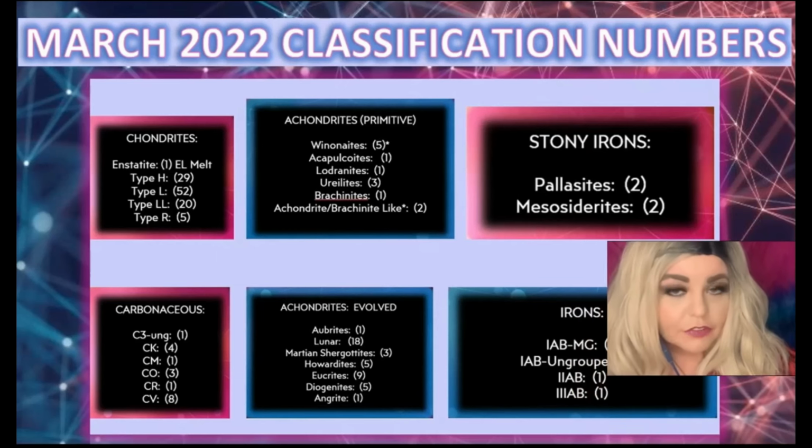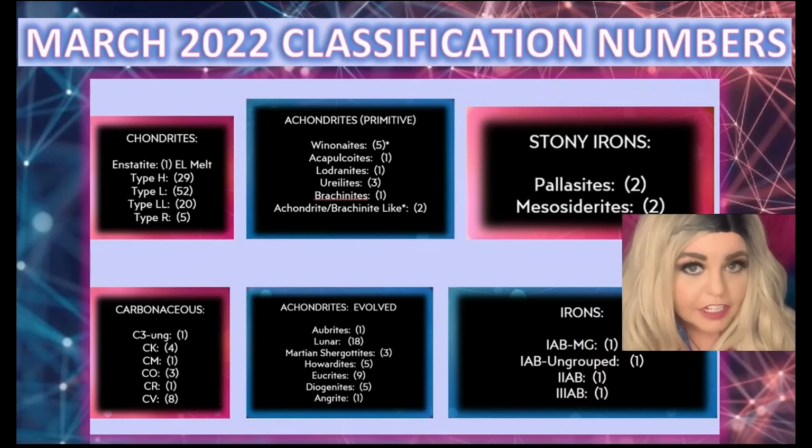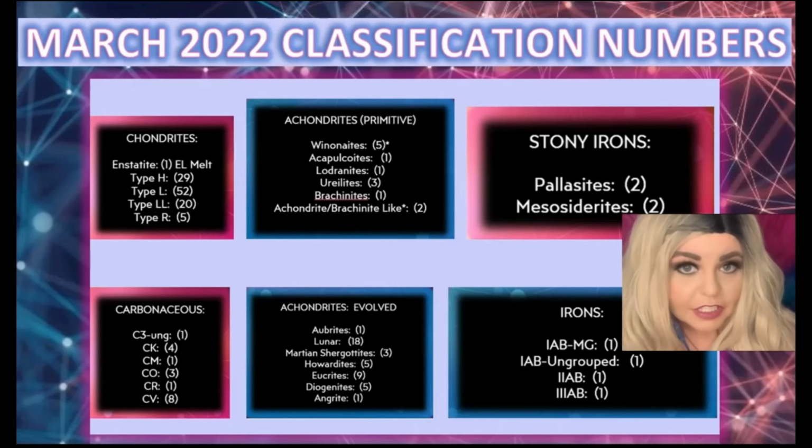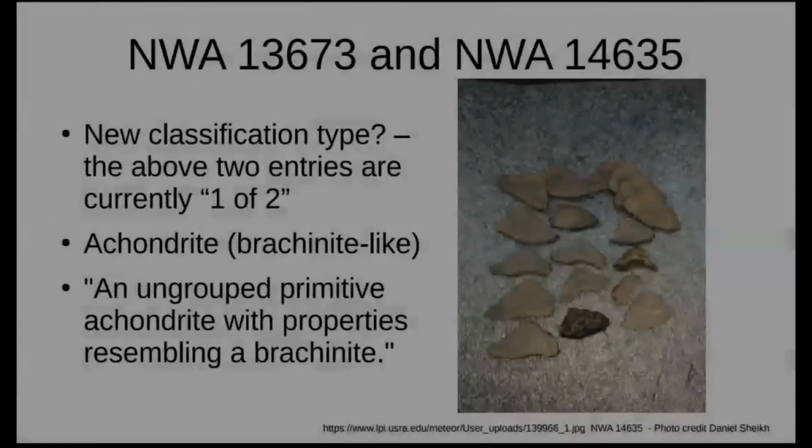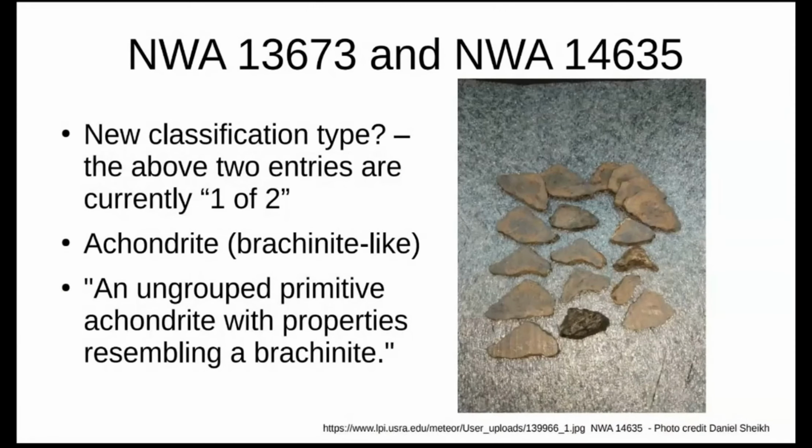I haven't had a chance to run those numbers yet, but I do know there are plenty of months that I look the numbers up and I don't see any pallasites or any irons. This is a pretty impressive number of classifications and a very impressive number of rare classifications. The meteorite classification for NWA 14635 and 13673.